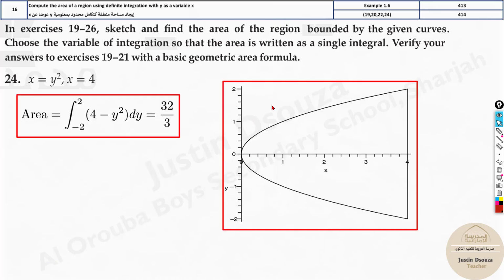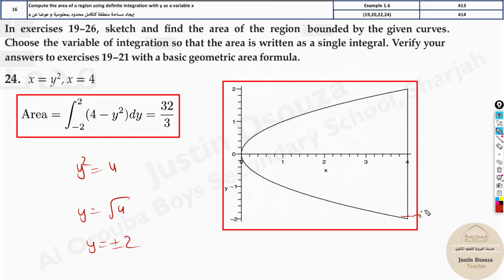And over here we have the last problem. Again, it's a simple parabola, but it's x is equal to y squared. Since it's positive, it will open to the right side, and x is equal to 4. So over here, now what you need to do is equate them both and find the limits. So it will be y squared is equal to 4. Y is equal to square root 4. Y is equal to plus or minus 2.